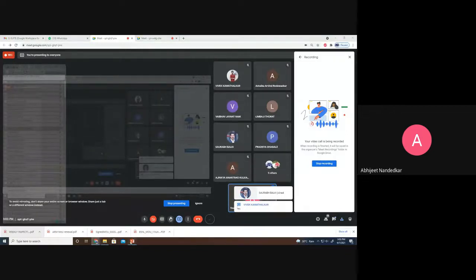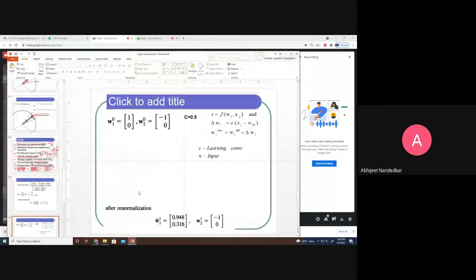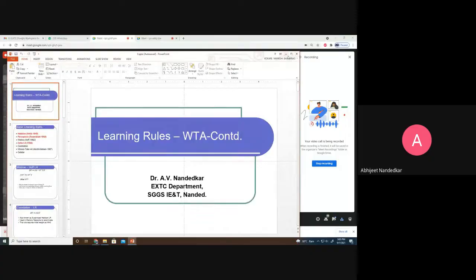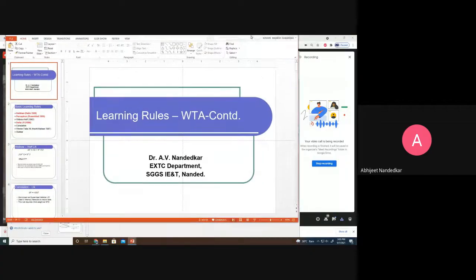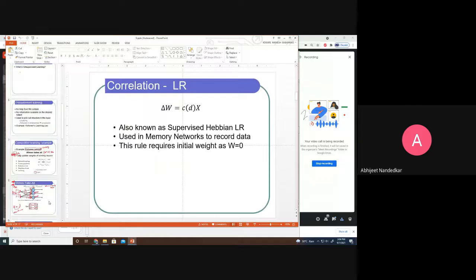Okay, so let us start. In the last class we have seen this winner take all learning algorithm. So today we will see one problem based on this. I just want to revise what we have done in the last class.